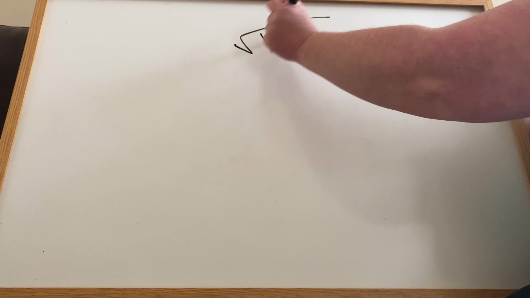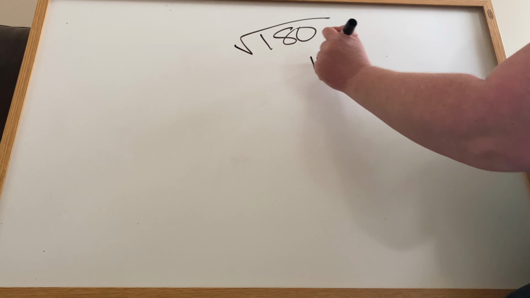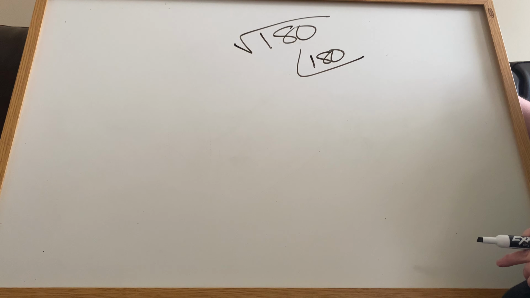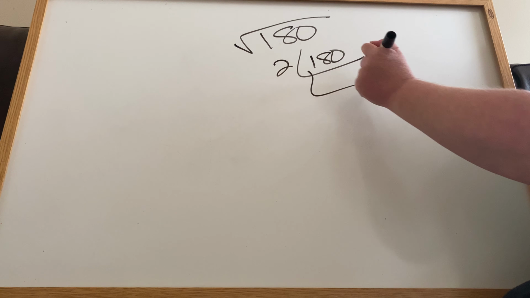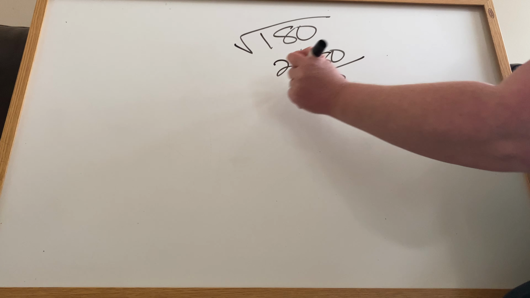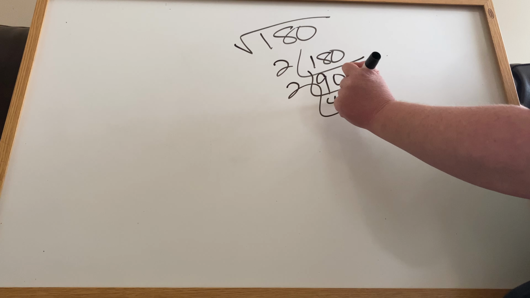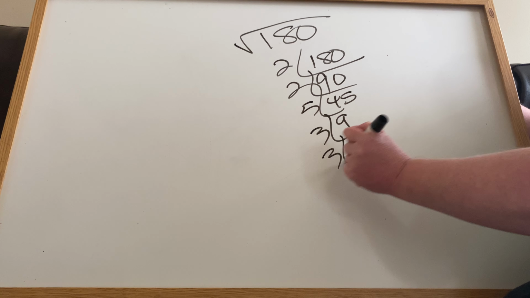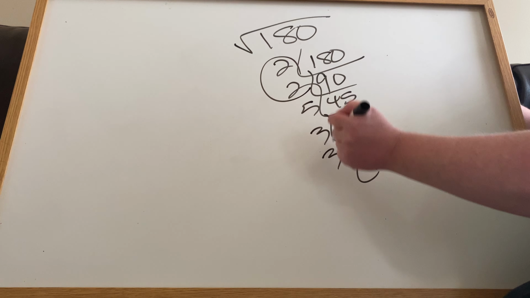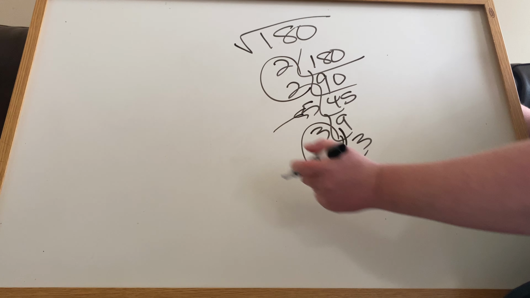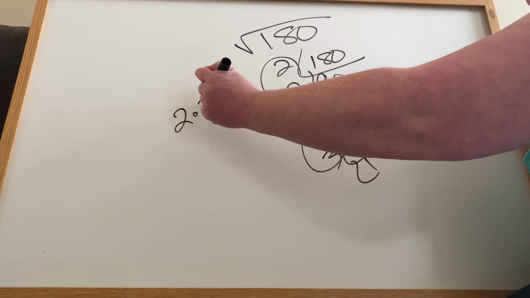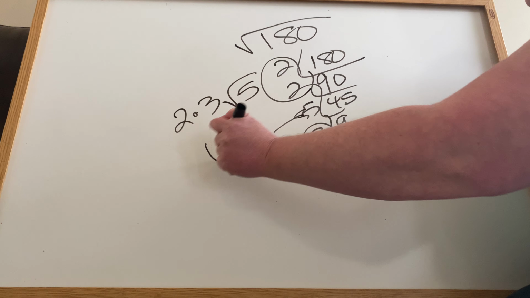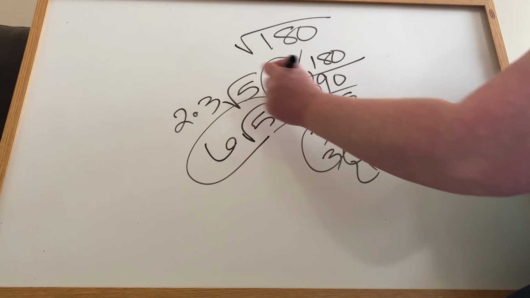Next one is the square root of 180. So, goes in the box. 2 for the umpteenth time, you get 90. 2, you get 45. 5, you get 9. 3, 3, 3, 1. So you'll pull a 2, you'll pull a 3, and 5 is left over. So you have 2 times 3 square root 5, which is 6 square root 5.